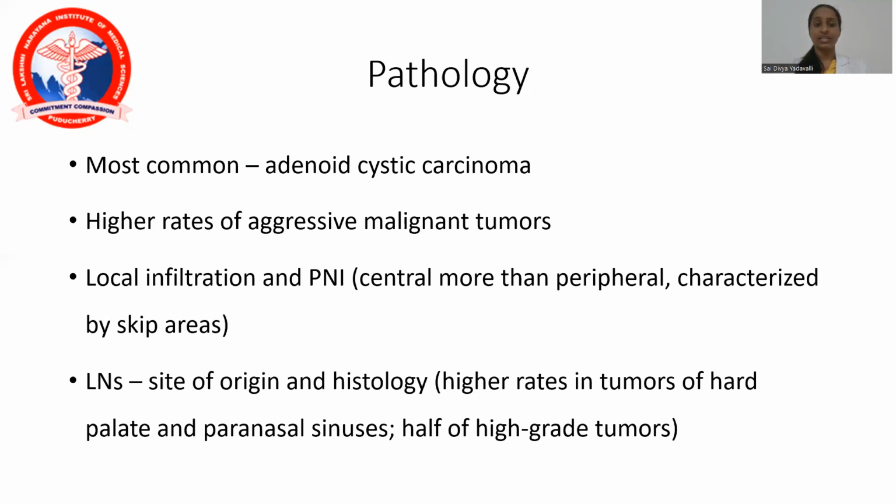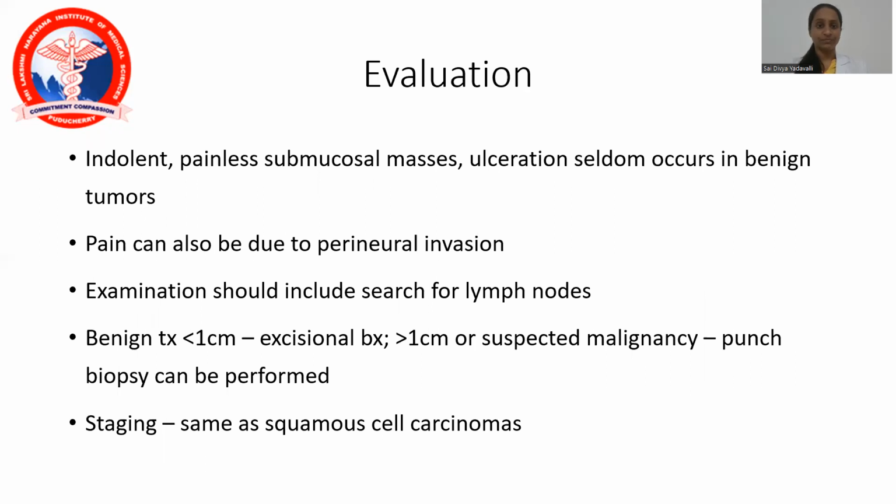These minor salivary gland tumors have higher rates of aggressive malignant tumors. Local infiltration and nerve involvement are more common. Tumors are more central than peripheral and characterized by skip areas. Lymph node involvement is based on the site of origin of the tumor and histology. Higher rates are seen in tumors of the hard palate and nasal sinuses, and half of high-grade tumors have lymph node involvement.